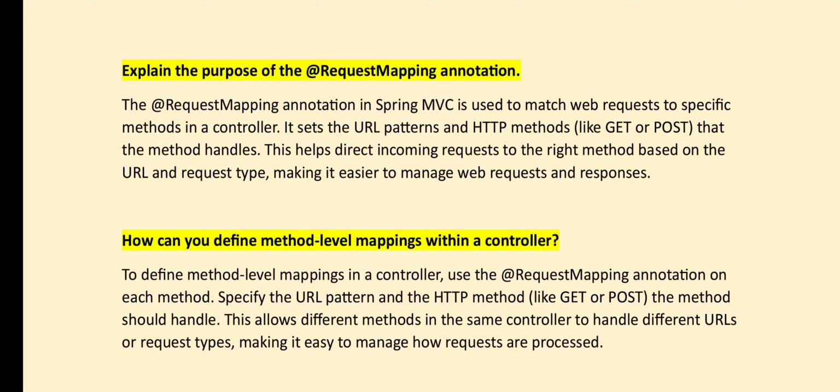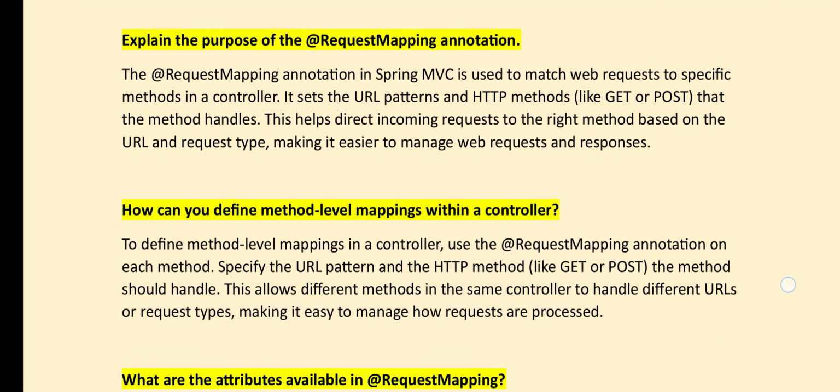How can you define method level mappings within a controller? To define method level mappings in a controller, use the @RequestMapping annotation on each method. Specify the URL pattern and the HTTP method like GET and POST the methods should handle. This allows different methods in the same controller to handle different URLs or request types, making it easy to manage how requests are processed.